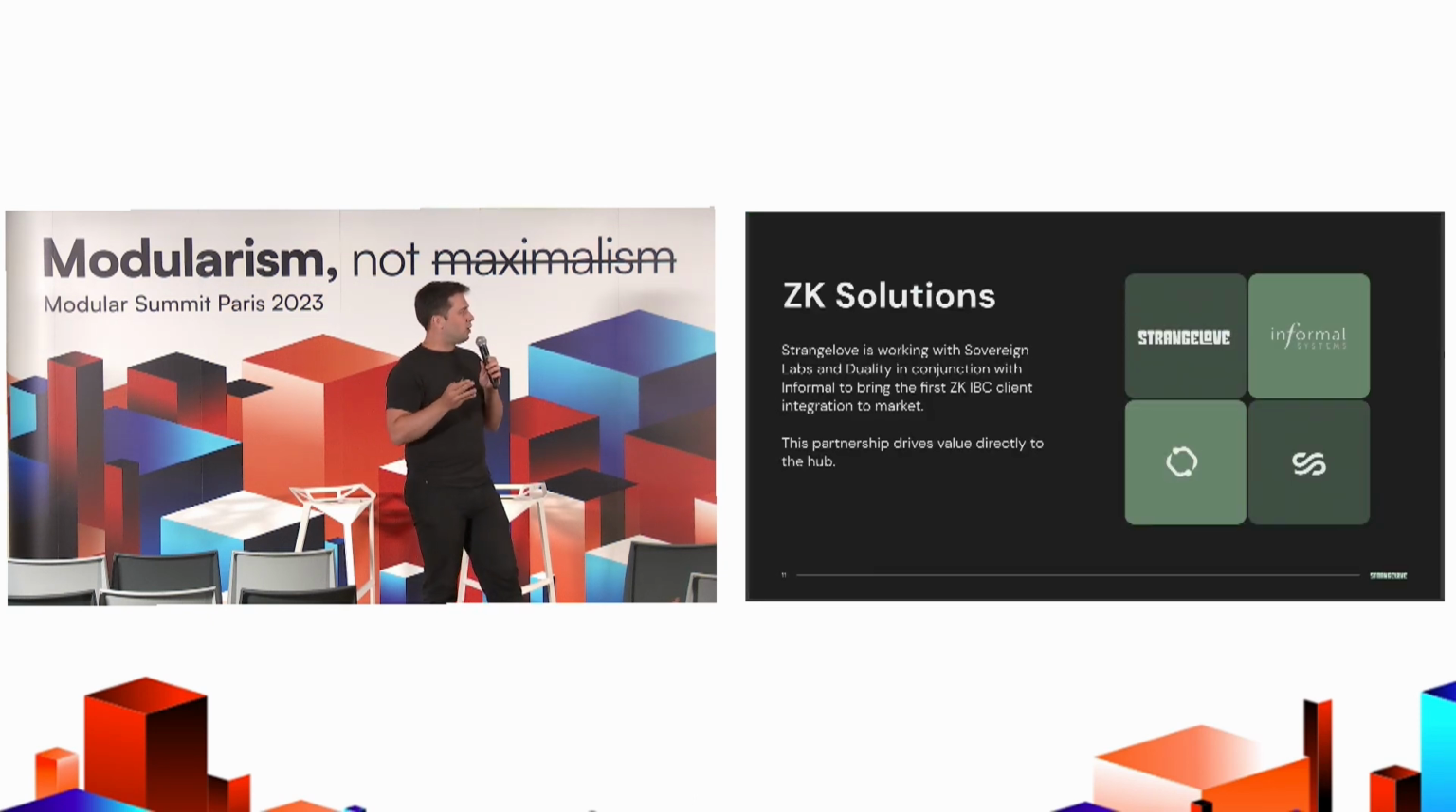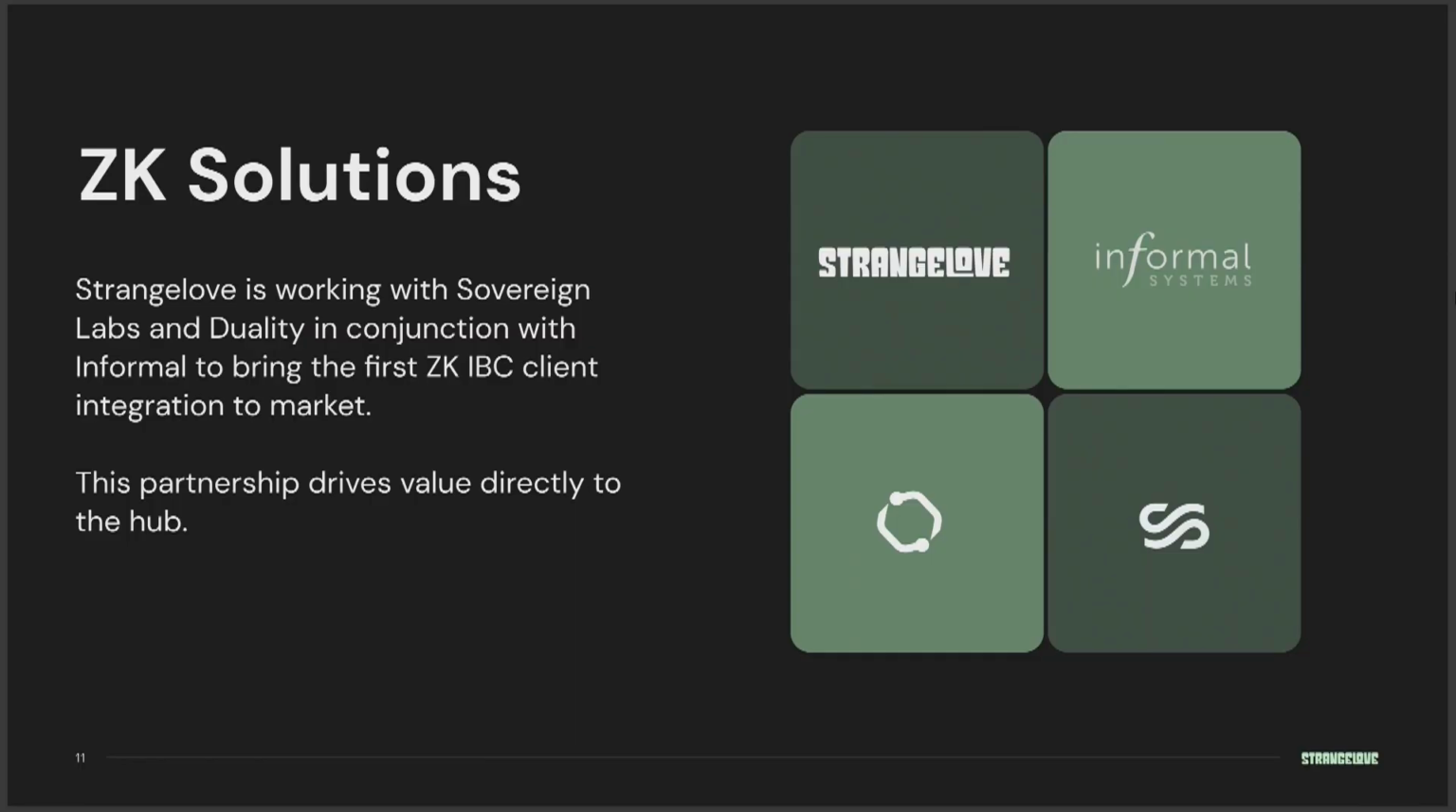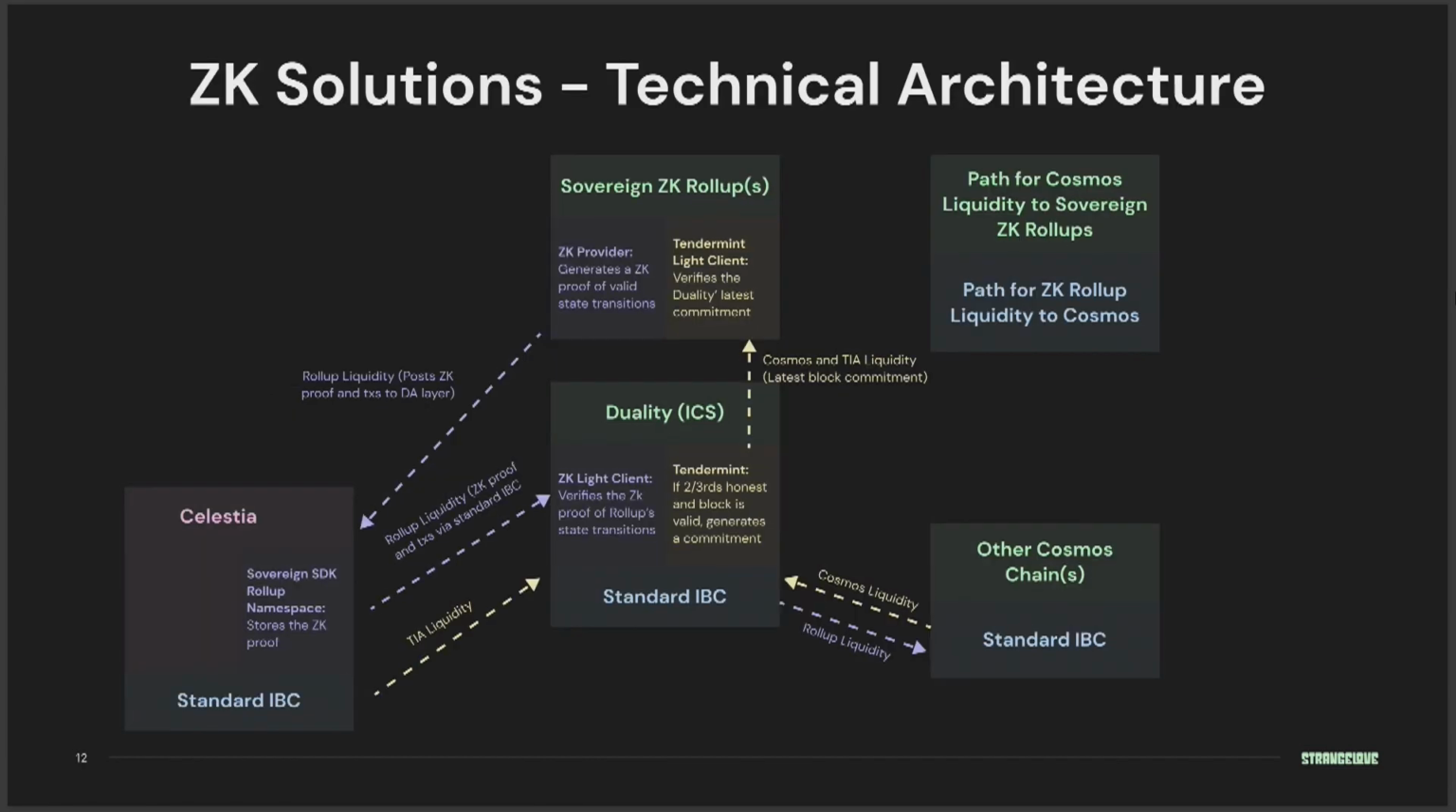So on that side of things, we're going to be working with Duality Labs, Sovereign Labs, and Informal Systems to help bring the first IBC ZK light client to market and try to drive some value directly to the hub. So from an architecture perspective, what does this look like? We've got Celestia, where the ZK rollup is writing all of its state for the data availability layer. And then Duality, which is an ICS chain, would be running this light client for the ZK sovereign rollup and helping enable communication with the rest of the IBC ecosystem. That light client could run on any other chain, but initially we'll probably just run it on Duality.